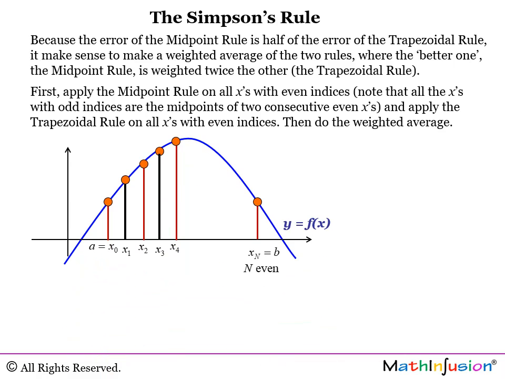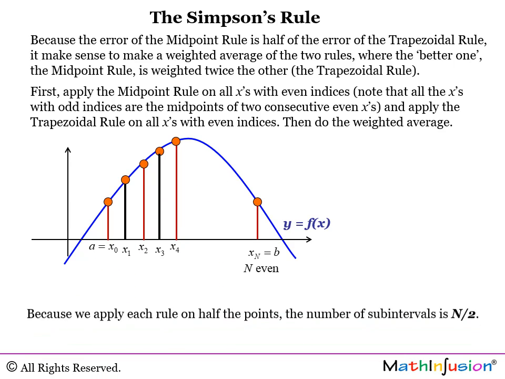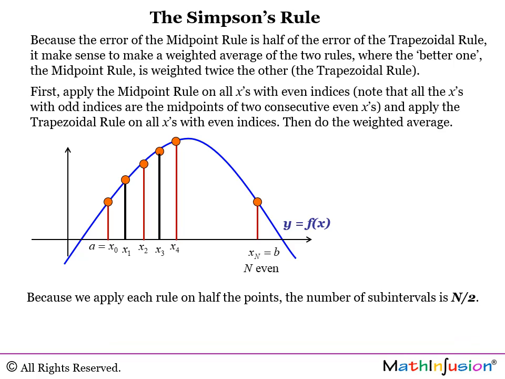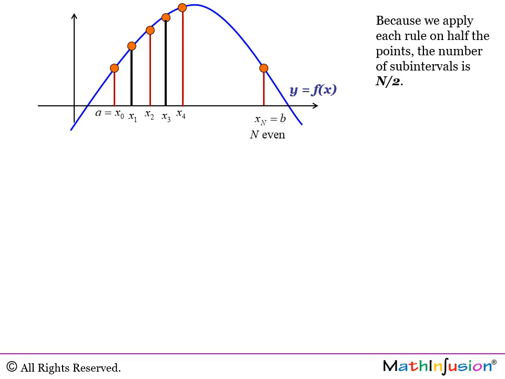So you can see here, first of all, that we can apply the Simpson's rule only when n, which is the total subdivision into n parts between a and b, is even, because we are actually applying the two rules only on half of the points. Note again that n must be even, and we are applying the two rules on half of those points between a and b.